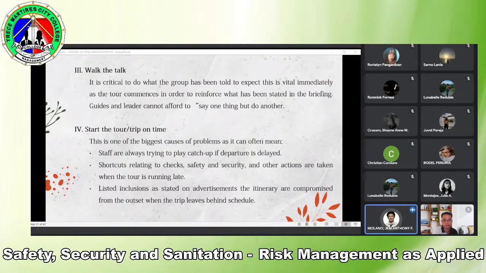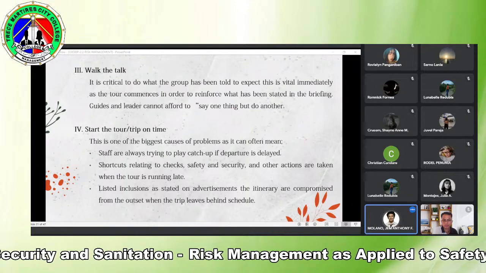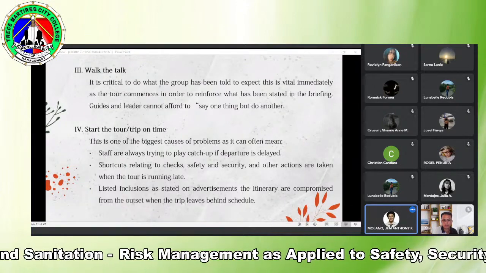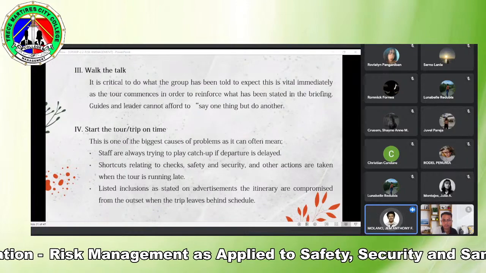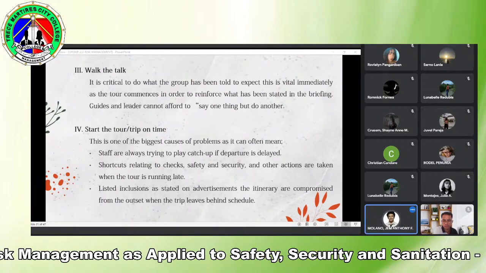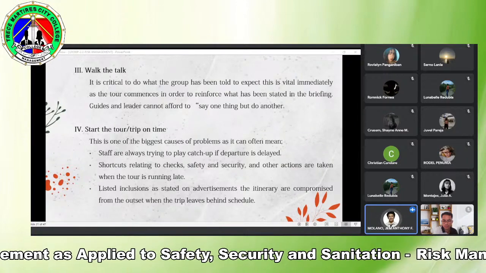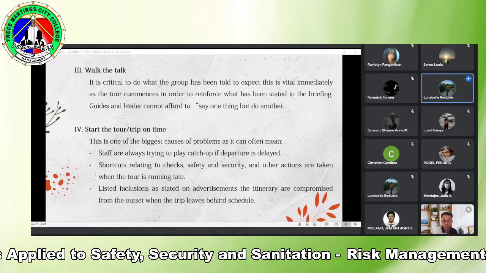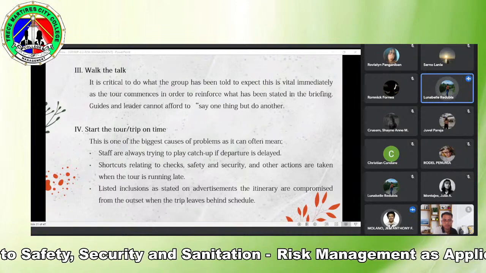It's a listed inclusion, no? Listed inclusion is listed inclusion as stated on advertisement. The itinerary are comprised from the outset. No. When the... Excuse me. The walk where the talk po.